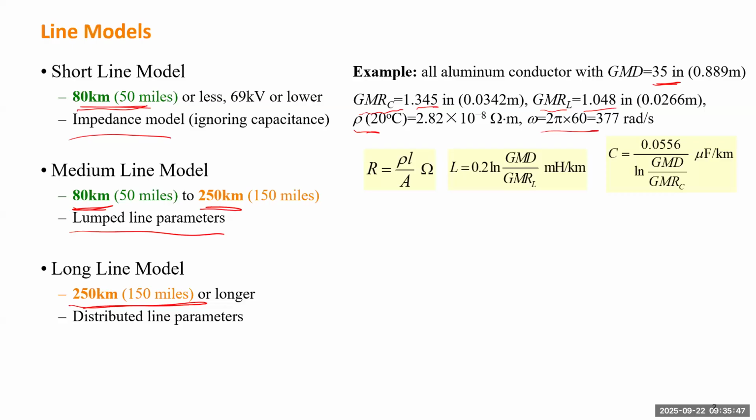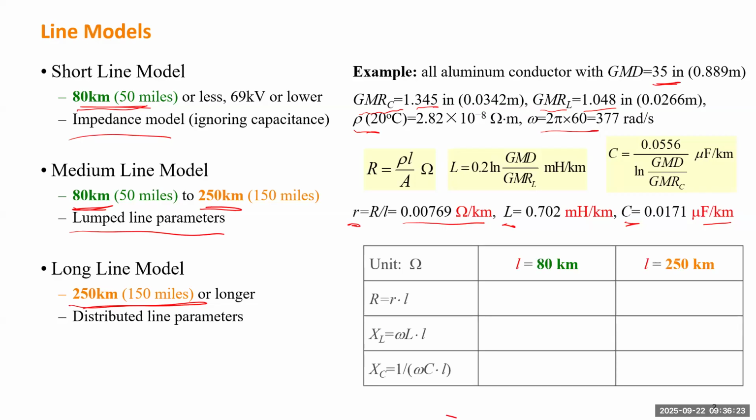So from the formulas we proved in a previous section, we just need to plug the GMD and GMR into the formula to calculate L and C. And we use a lowercase r to define the resistance per kilometer. L in this section will be the inductance per kilometer in the unit of millihenry per kilometer. And C will be the capacitance per unit length with unit microfarad per kilometer. So we put this in a table. Let's do the calculation for the two boundary values.